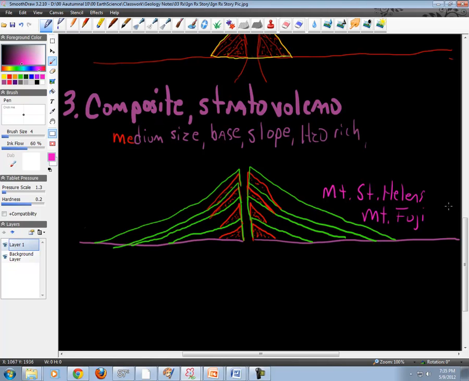Fuji in Japan. These guys tend to be medium based. They tend to be medium slope, not quite as steep as the cinder cone, even though it's in there, and not quite as gently sloped as the shield cone, but it's in there. But these are basically the 3 types of volcanic cones.